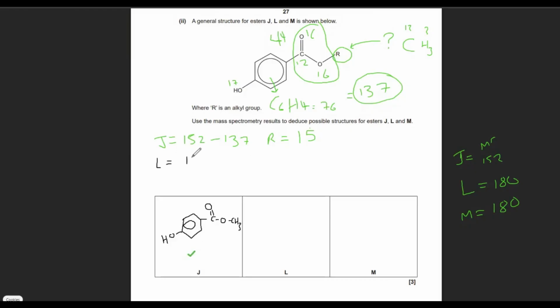Now let's check out the next one, L. We're going to do 180, and take away the 137. The R is going to give us 43. It's going to be the same for M as well. Now we know that the methyl was 15. Let's check what an ethyl group is. An ethyl group is 2 times 12 plus 5, which is 29. So it can't be the ethyl group, because we need to get to 43. If you go one stage up to a propyl, 3 12s are 36 plus 7 is 43. Boom! We found our answer. We need to add a propyl group on.